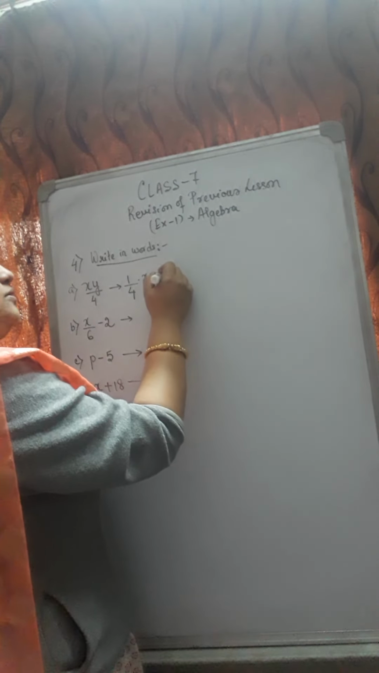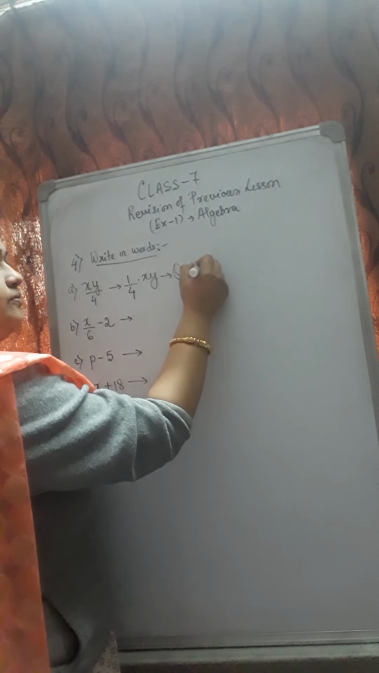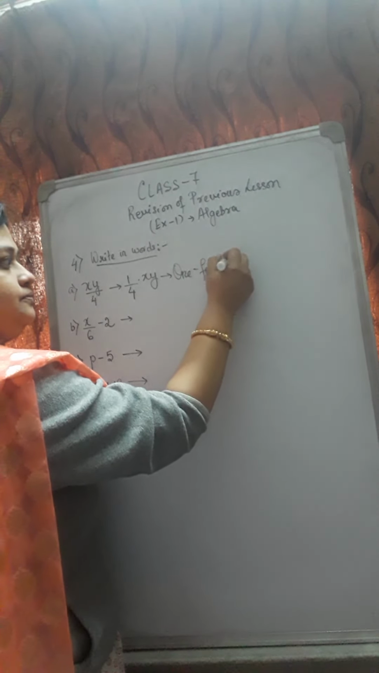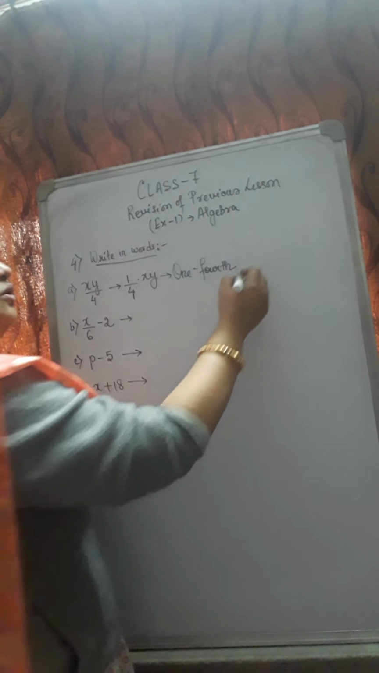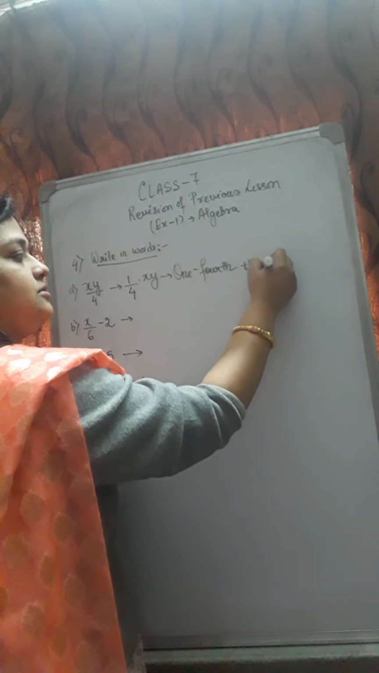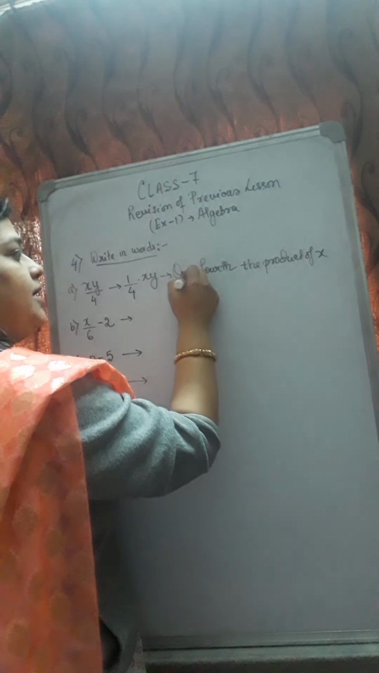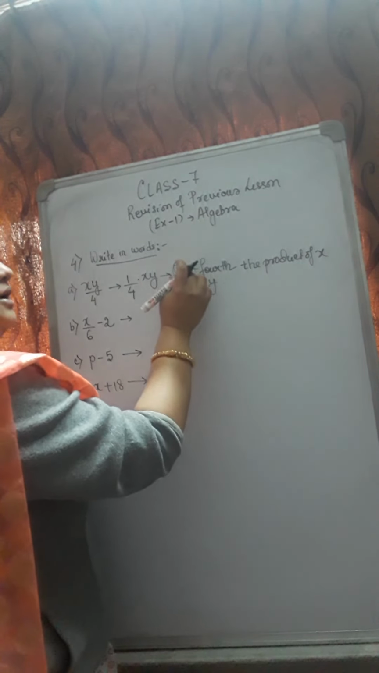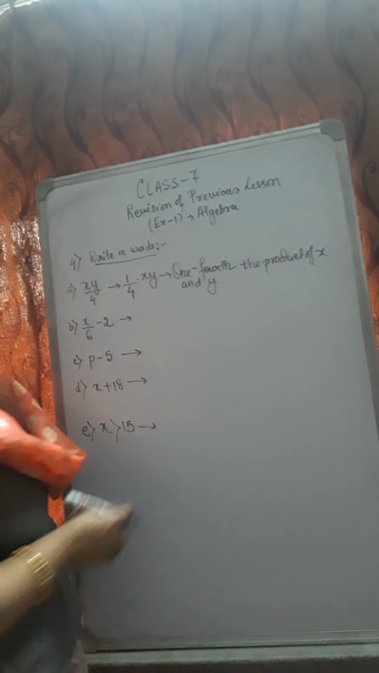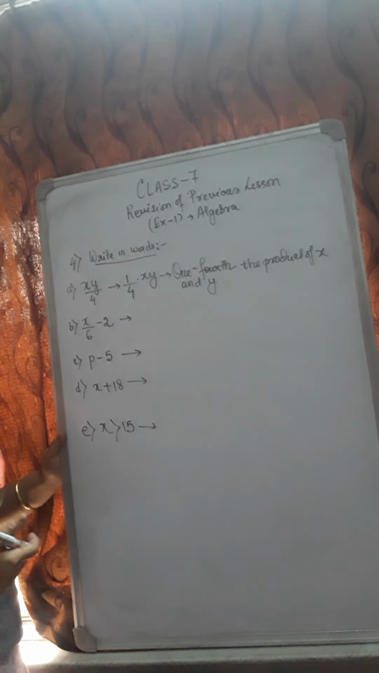So how can I write in words? 1/4, xy means the product of x and y. 1/4 the product of x and y. So in word formation, when you are writing, you need to break the entire statement down very well so that the algebraic expression is clearly explained through words.